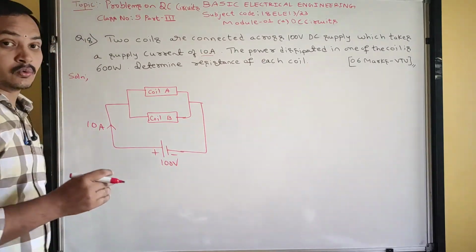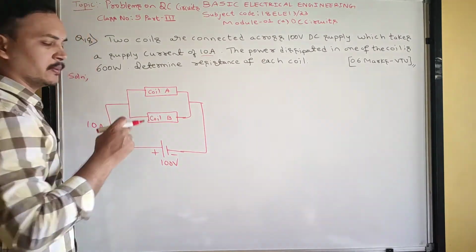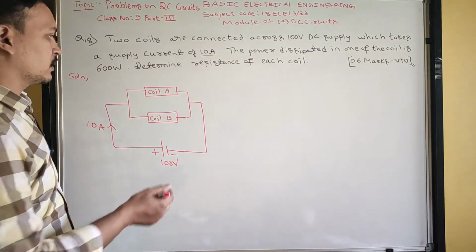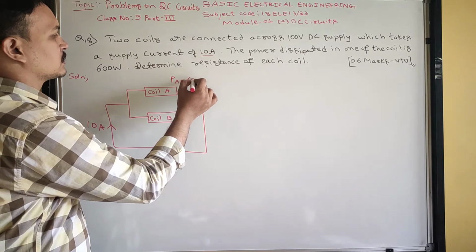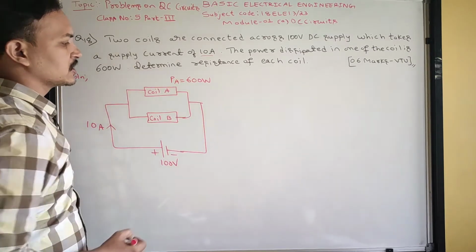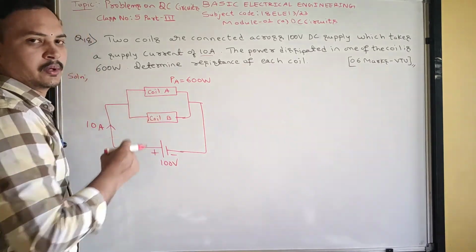And they have given another data: the power dissipated in one of the coils. They have not specified properly, either coil A or coil B. You can take any one. Now I am going to take power dissipated in coil A is 600 watt. Either you can take this one or this one.